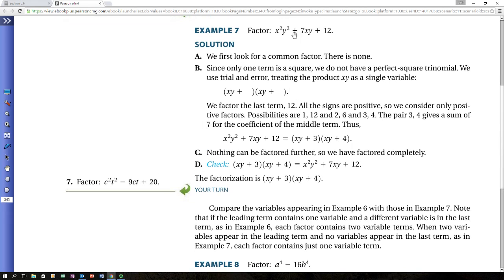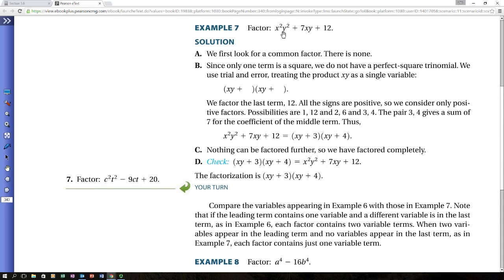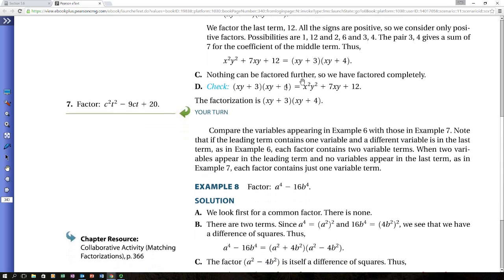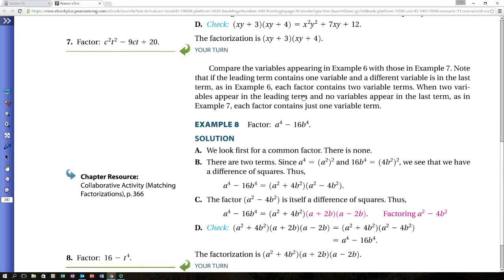Sometimes FOIL is definitely a good way to go on a simple trinomial. They're just showing, in this example, a little more complex first term, but it's really the same strategy, right? So then we check, make sure that each one of these factors cannot be factored any further, or another word for that is xy plus 3 prime. And it is, and xy plus 4 is prime. So I'm done factoring. And then they check by multiplying back, make sure you get back to your original.